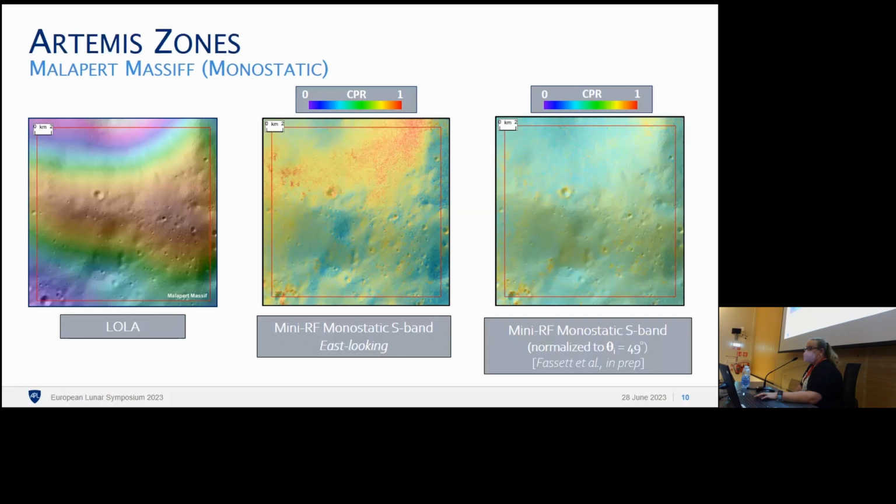I'm going to run them through a few, just to give you some ideas of what this looks like. So here's the Malvert Massif Artemis zone. You can see the LOLA DTM on the side there. And then our normal mosaic in the middle, you can see that kind of red region, and that's a radar facing slope, or it's like noisy. And so you get this sort of artificially enhanced CPR. But if you correct it with the new products, you can start to see the actual differences in the terrain and the roughness due to small craters or boulders.